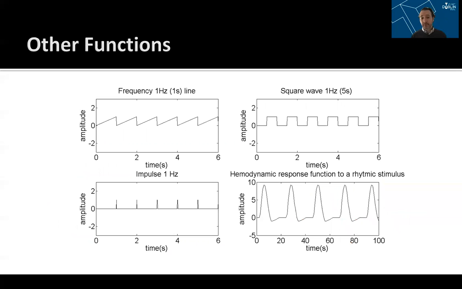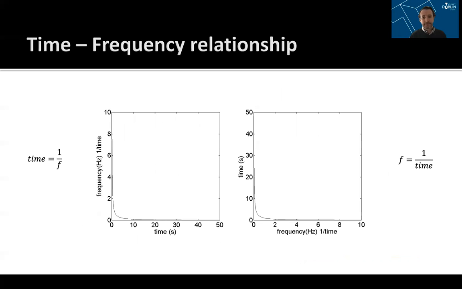So there are other functions that we consider. We have our square wave, an impulse, or in my own work, a hemodynamic response, which is how blood and oxygen flows through the brain. But these are rhythmic functions that can be described using Fourier analysis. It means you don't have to plot anymore. You can just tell me what frequencies are involved.